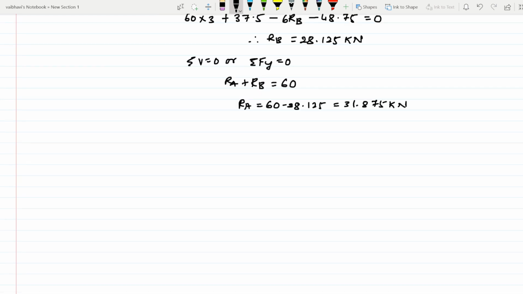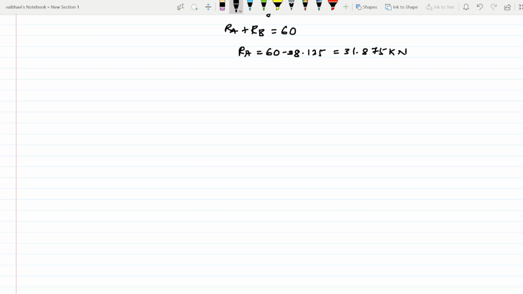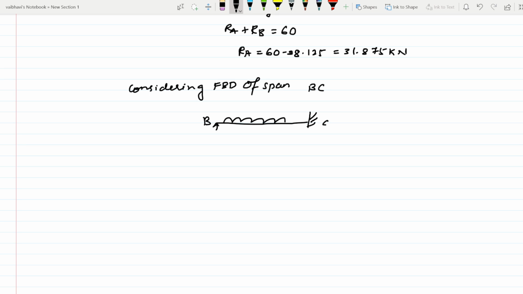Next, considering the free body diagram of span BC. Here it is B and C, this is the UDL, it is 10 kilonewton per meter, and the span is 6 meters. The reaction at B, let us say it is RB, at C it is RC.